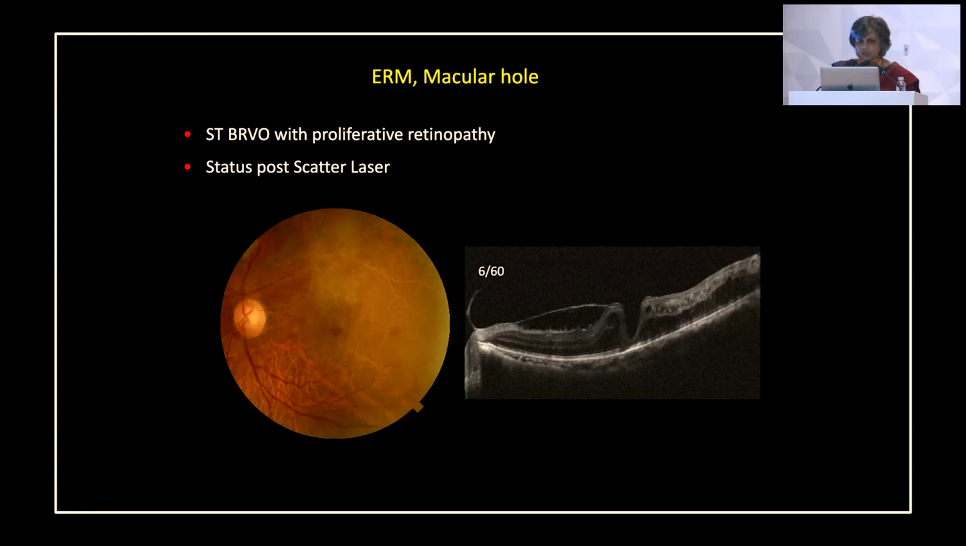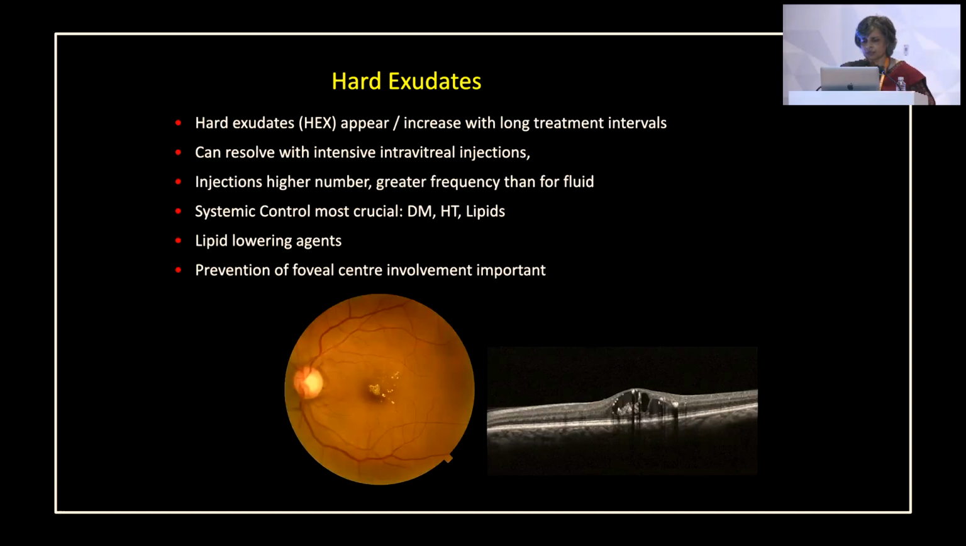And presenting with macular hole, ERM. Another interesting feature of branch vein occlusion can be macular exudates, which ultimately cause irreversible vision loss. They seem to appear when there has been a long gap in treatment or in a neglected case.